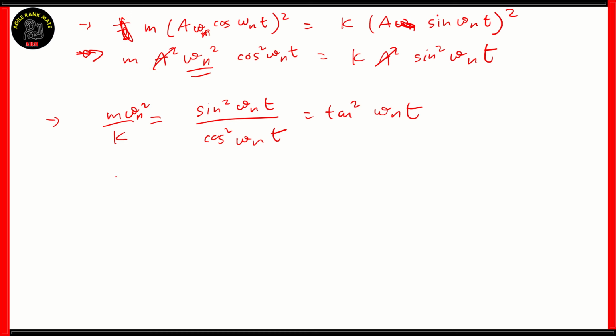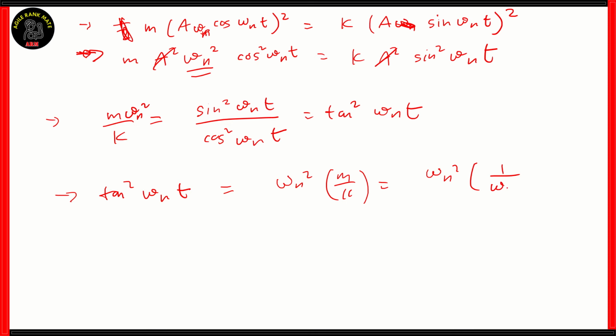So what are we going to do? We're going to write tan squared omega n t on the left hand side. On the right hand side we have omega n squared times m over k, which in this case is the inverse of omega n squared. So therefore we get tan squared omega n t as 1.